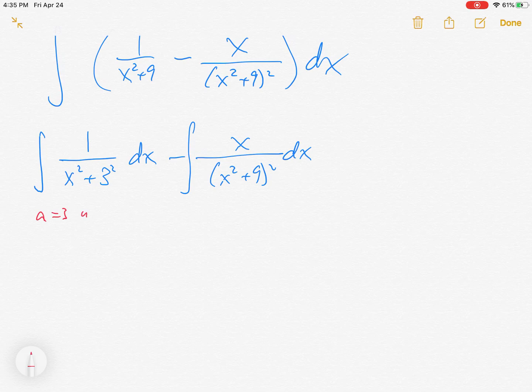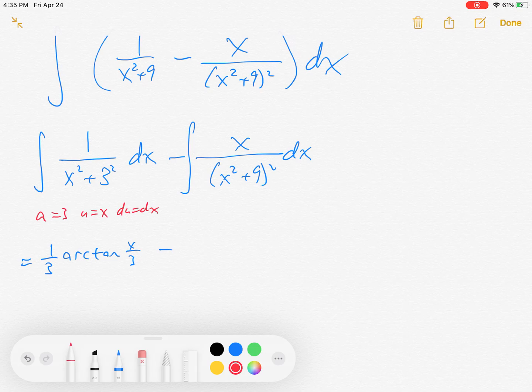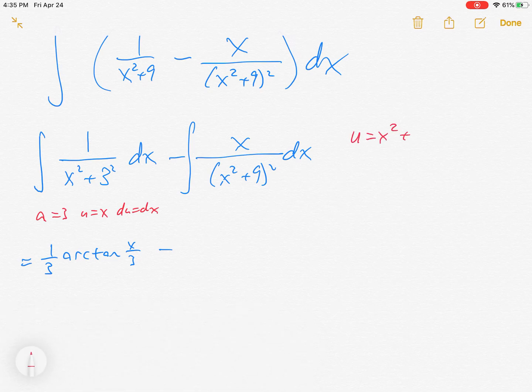We haven't seen this in a while, but this is the arc tangent, so we do need the 1/3 out front. Let's do our match here. I should have done that. With the match, we see that a is 3, u is x, and du is dx. Everybody matches up and is ready to go. So it's 1 over a, 1/3, arc tangent, and then x over 3.